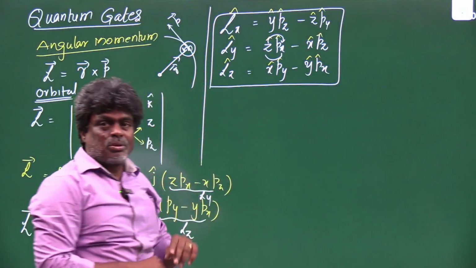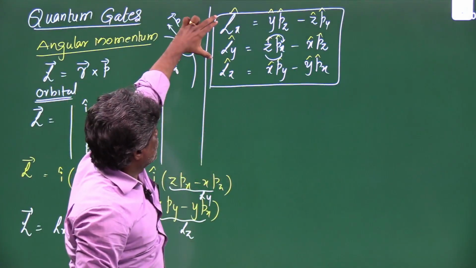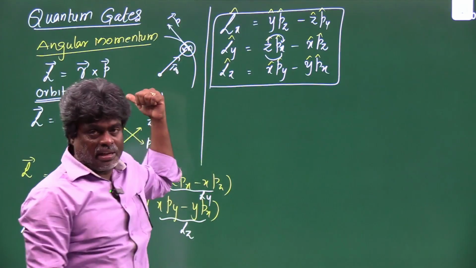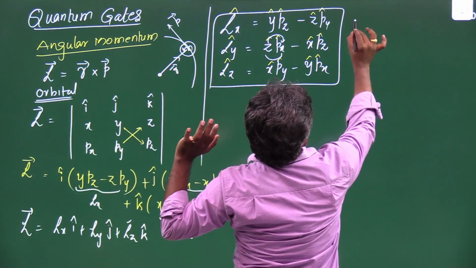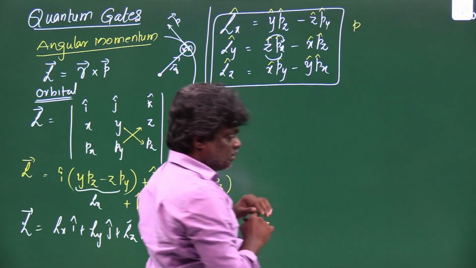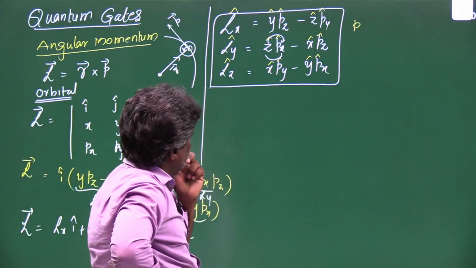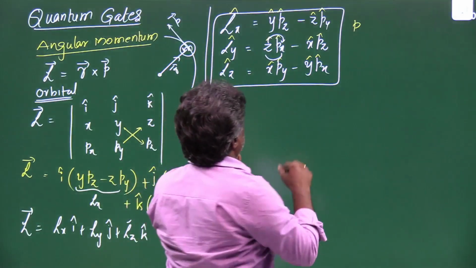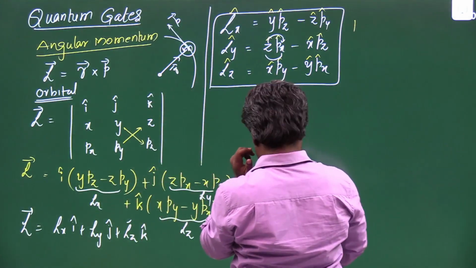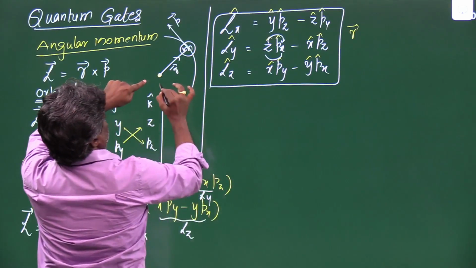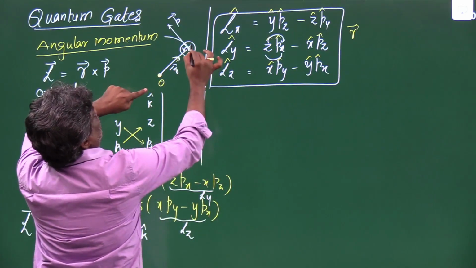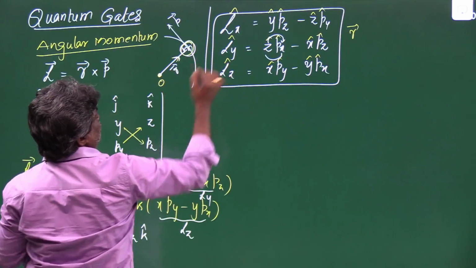That's it. So these are the orbital angular momentum operators in quantum mechanics, right sir? And position vector, yeah, r bar is nothing but this one, the position vector of the particle from the origin.